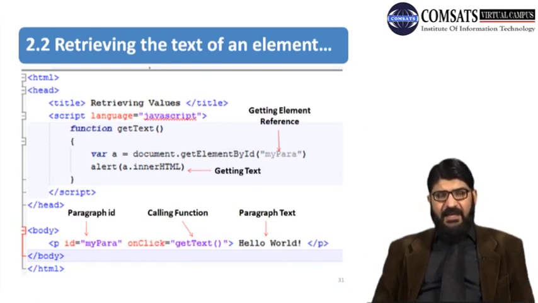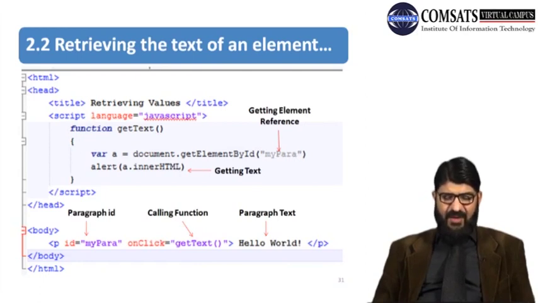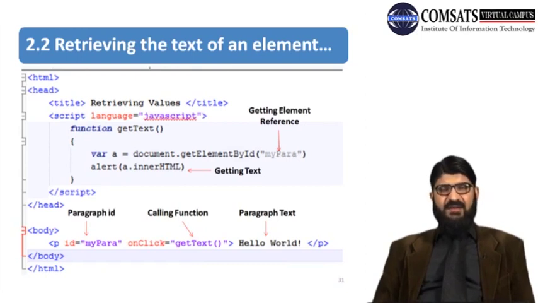and the element ID is given to variable a, and using the alert function, a is added with getText, that is innerHTML, and then the script tag is closed, head tag is closed, and in the body tag the paragraph is referenced. The paragraph ID is mypara, and on clicking you will get the text, and then Hello World is displayed.